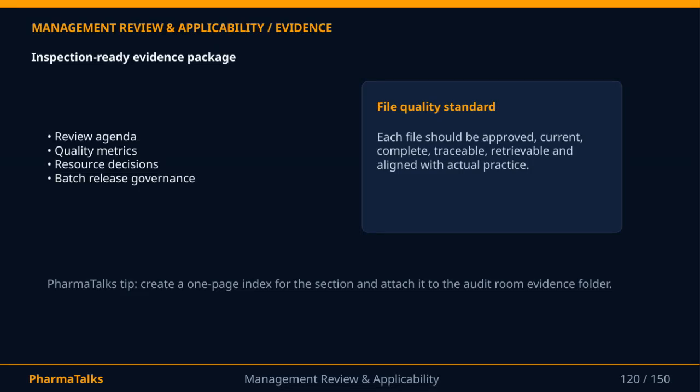Let's talk about the management review and how it applies, as well as the kind of evidence you need to have ready. First, an inspection-ready evidence package is key. This means you should have a well-organized review agenda that covers everything important. Make sure to include quality metrics that show how well processes are performing, resource decisions that explain how personnel and materials are allocated, and batch release governance that ensures only compliant products are released.